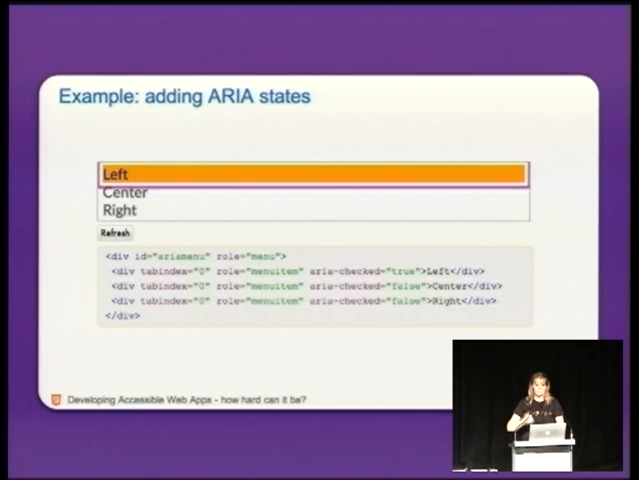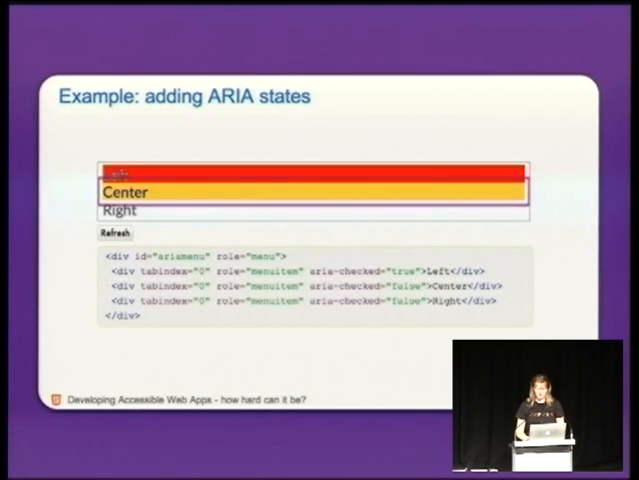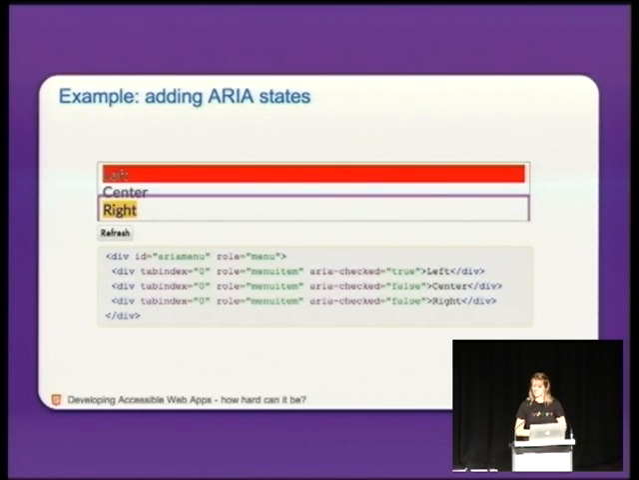It even tells us how many there are in the list. So it's pretty cool. Center, menu item not checked 2 of 3. Right, menu item not checked 3 of 3. Excellent. We get all 3. We know what they are. There are 3 in a list. We know which element we're on, and we know which one is checked. What more can we ask for?